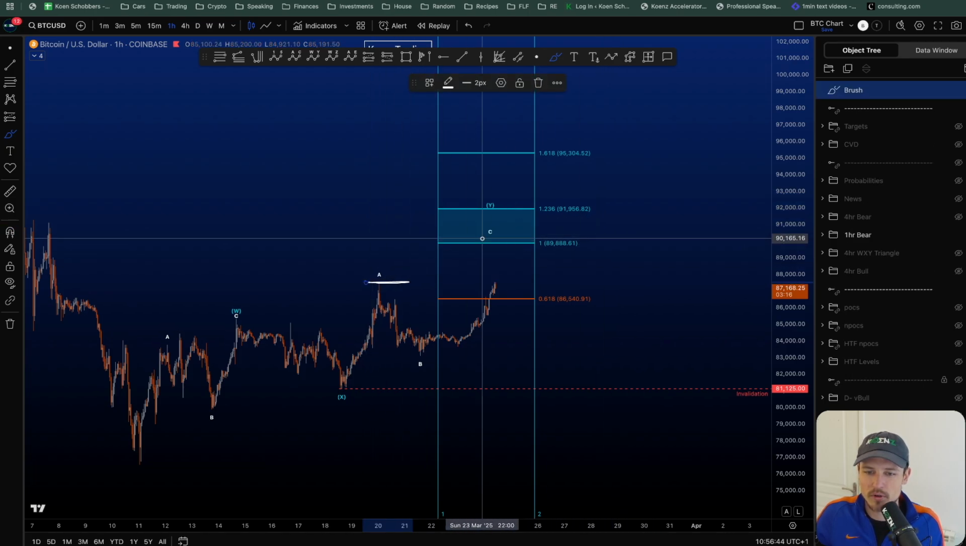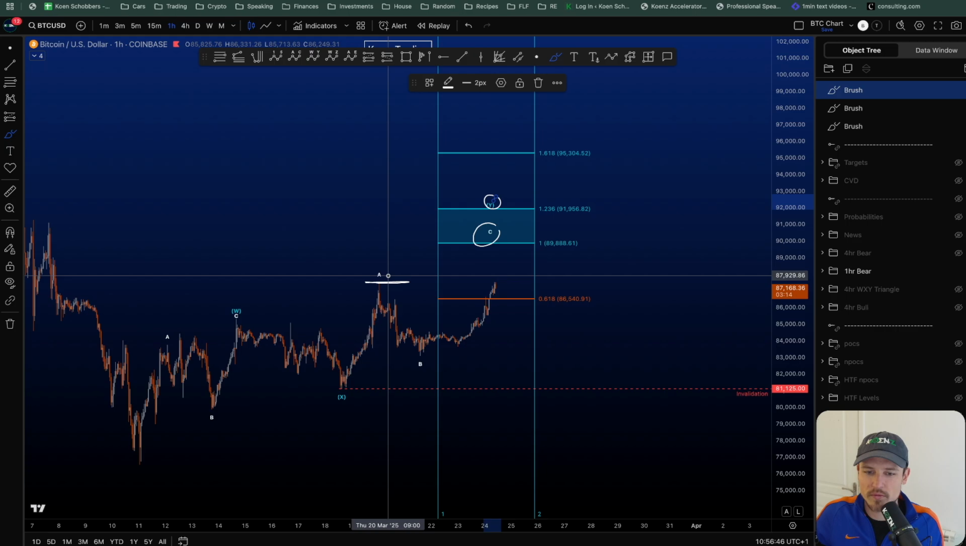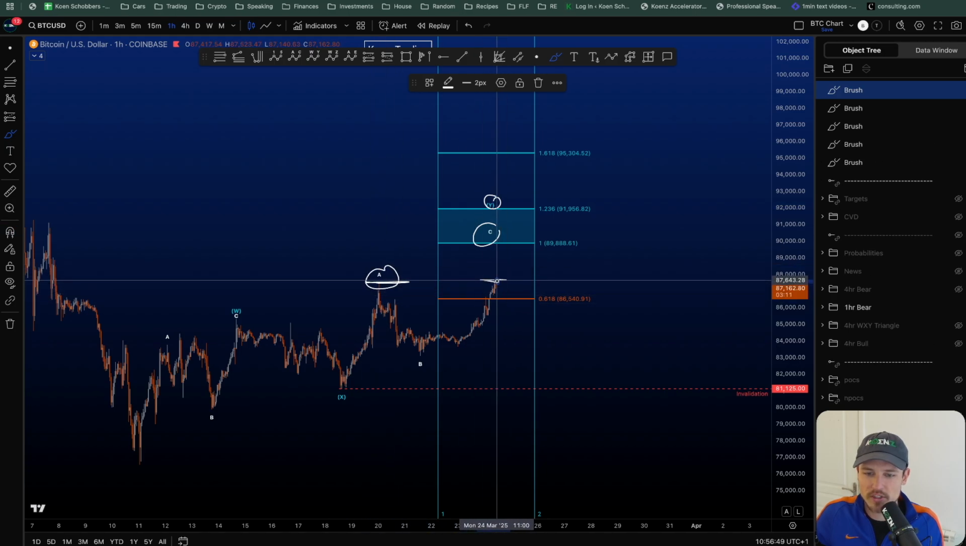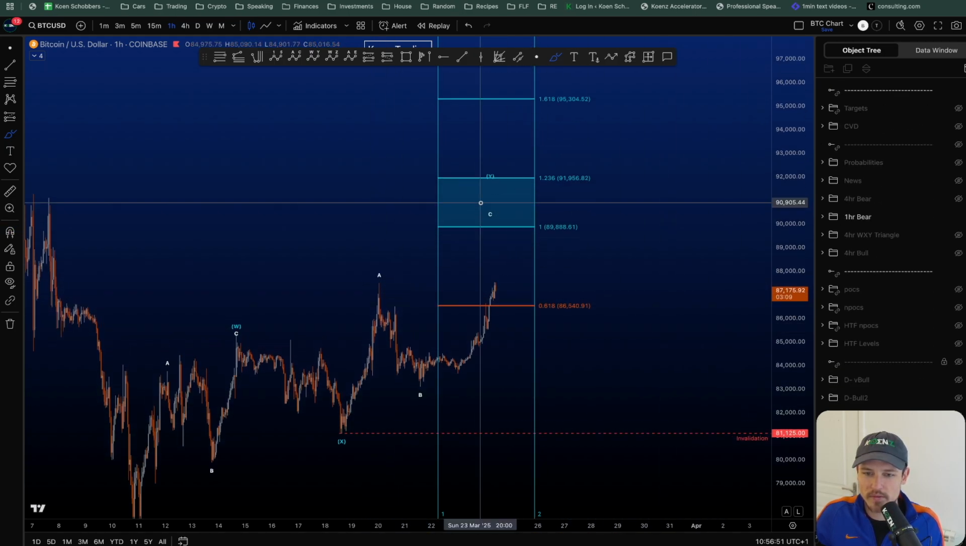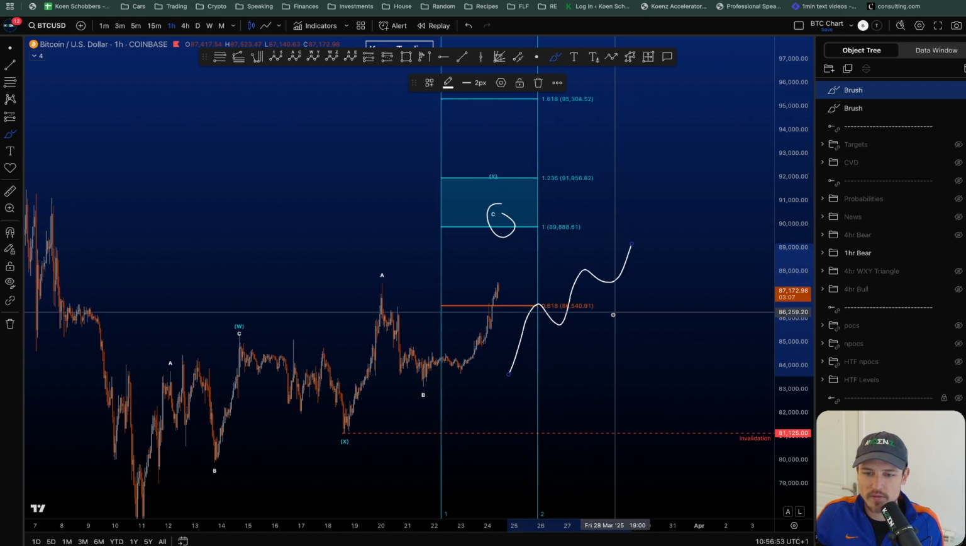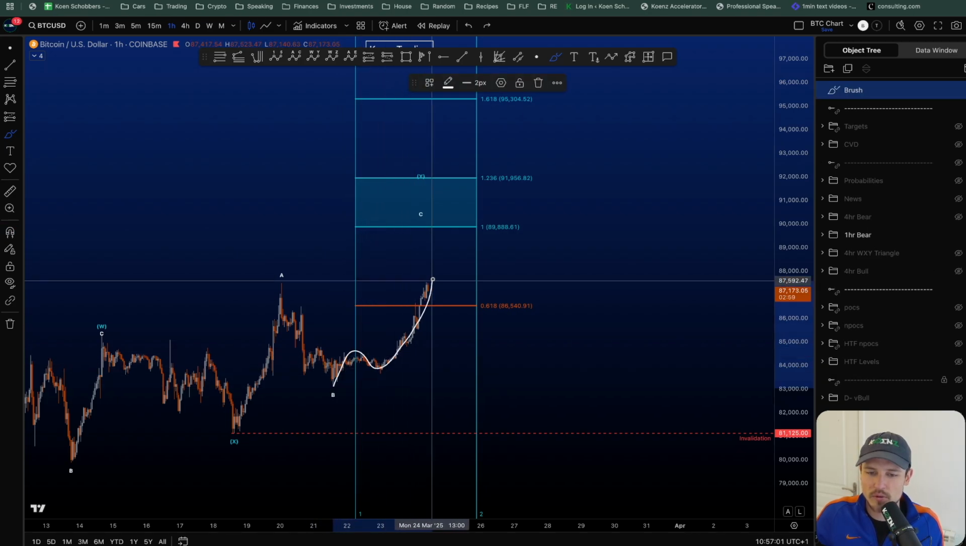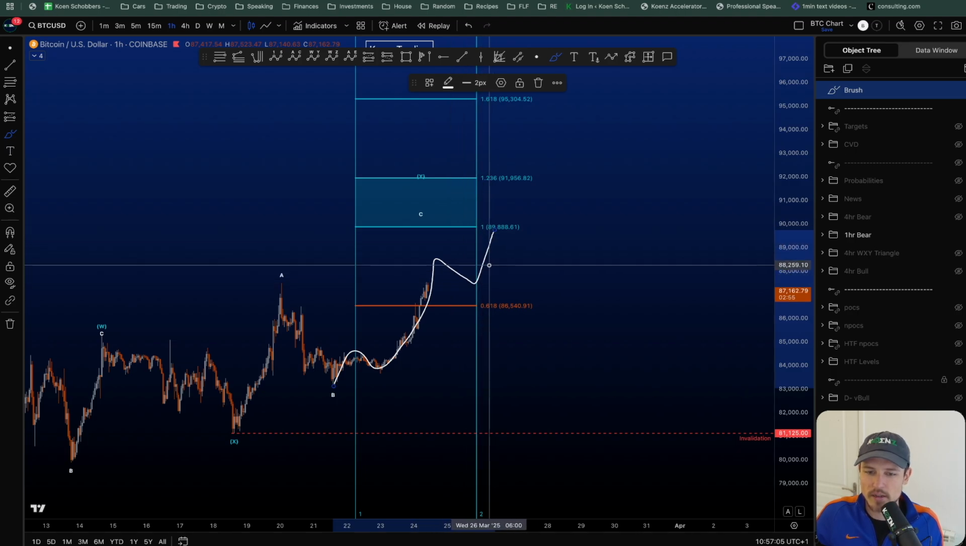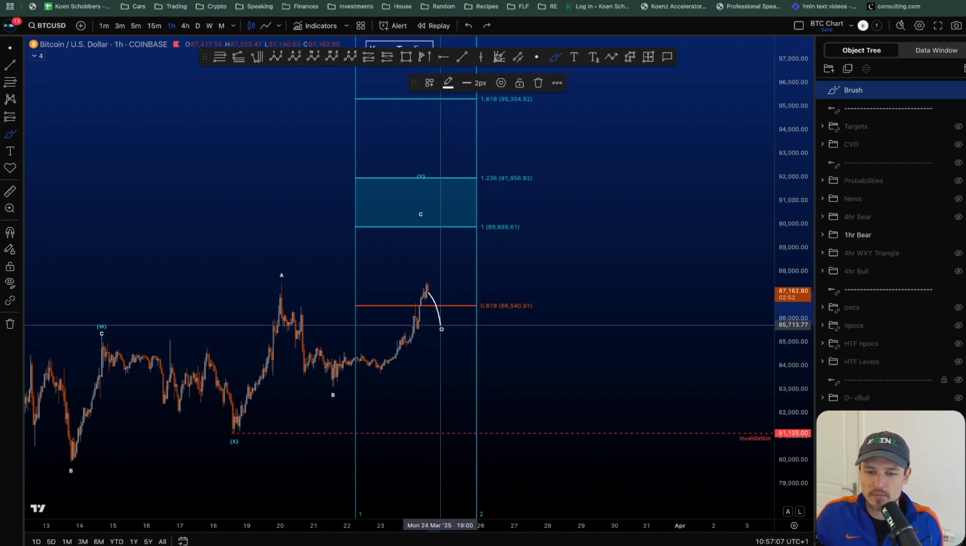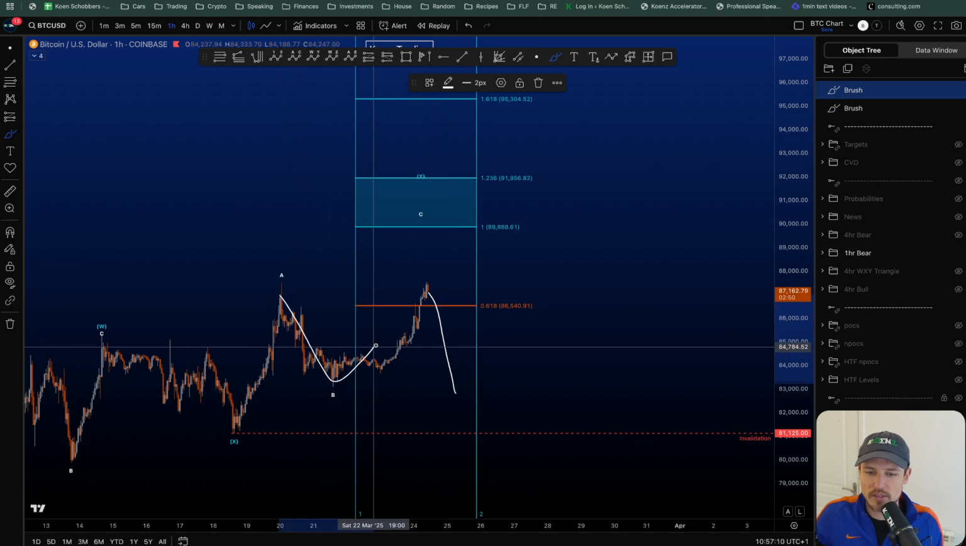Common target for your wave Y is 89.8k to 91.9k. Minimum target for wave C of wave Y is taking out the high of A, which happened, but of course wave C should be a 5-wave impulsive structure. At the moment, we can see a 3-wave move to the upside. So what we like to see is a wave 1, a wave 2, wave 3, wave 4, and a wave 5.